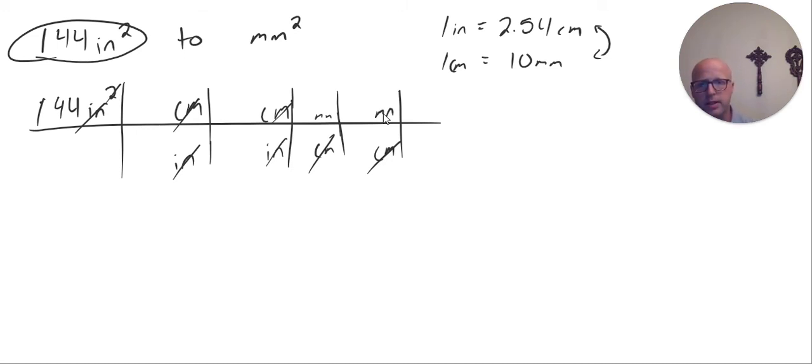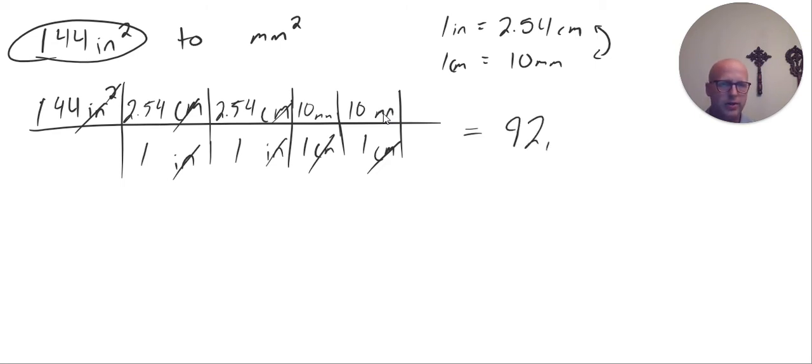All right, so then I'm going to plug these values in. I know there's 2.54 centimeters per 1 inch, 2.54 centimeters per 1 inch, 10 millimeters per 1 centimeter, and again 10 millimeters per 1 centimeter. So then I'm going to multiply across the top: 144 times 2.54 times 2.54 times 10 times 10. And what that comes out to be is 92,903 millimeters squared. There's your answer.